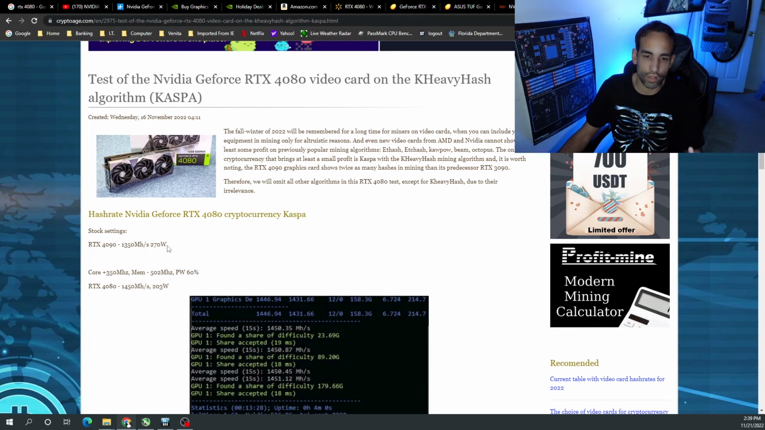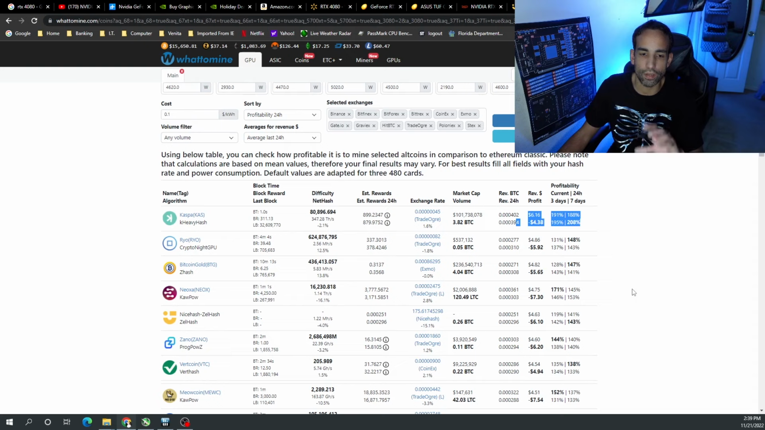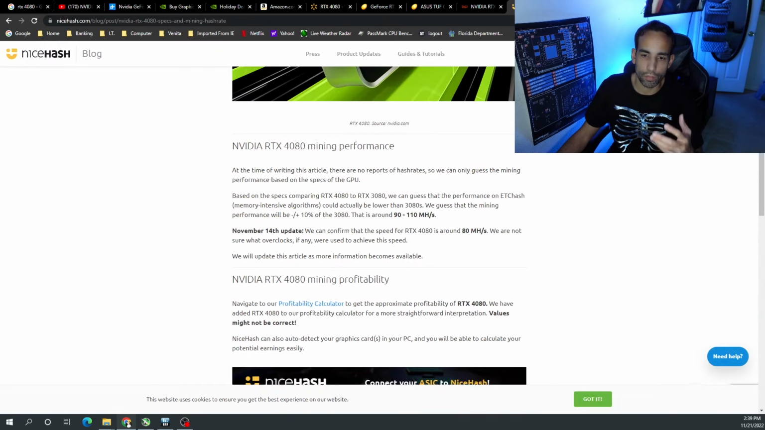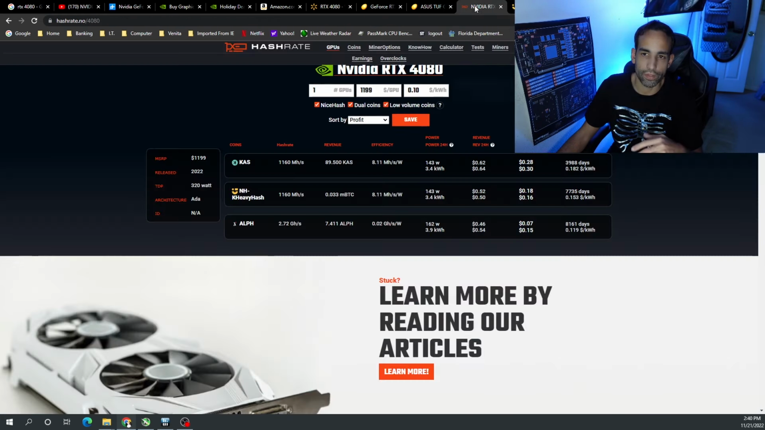We can see here on Kaspa, through another community member, that the 4090 was getting around 1350 mega hash at 270 watts, and the 4080 is actually pretty decent at 1450 mega hash at 203. The 40 series seemed very efficient when it comes to K-heavy hash, stuff like that, but when it comes to ETH hash, ETC hash, not so much. All you're going to be doing is wasting your money. If you're buying this card for mining, you're wasting performance.